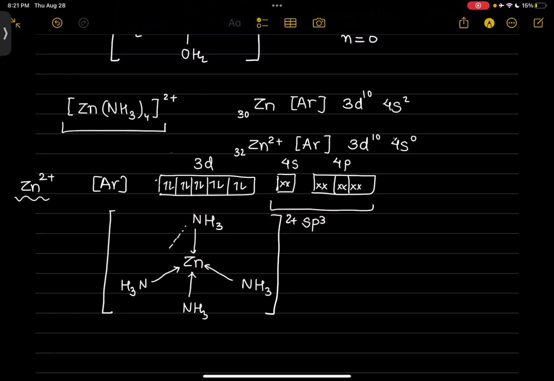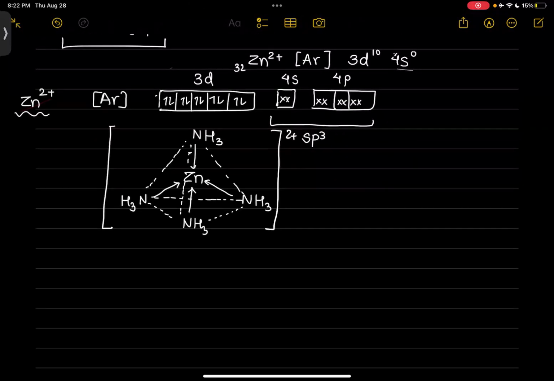It will be like this. Tetrahedral geometry is like the outer boundaries are like the pyramid, and at the center of the pyramid you have the central metal atom or ion, while the 4 ligands are pointing towards the corner of a pyramid or a tetrahedron. Got it? So this is going to be similarly for NiCO4 also. It is going to be tetrahedral, right? So let's move to the next theory.